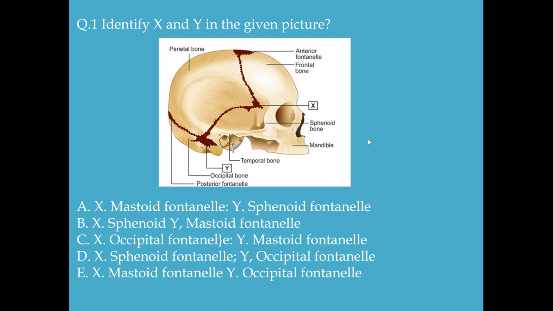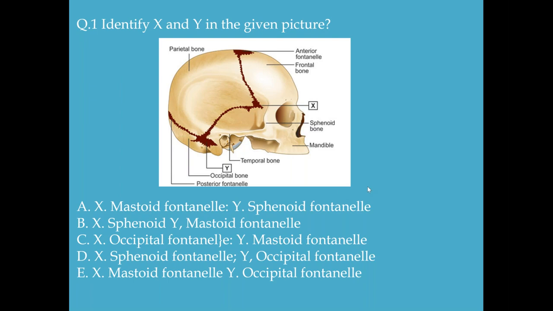Hello, Doctor. Mastoid fontanelle and sphenoid. The answer is A. X is mastoid fontanelle and Y is sphenoid fontanelle. Please read the question first and then answer it. Question: identify X and Y in the given picture. A, X, mastoid fontanelle; Y, xiphoid fontanelle.